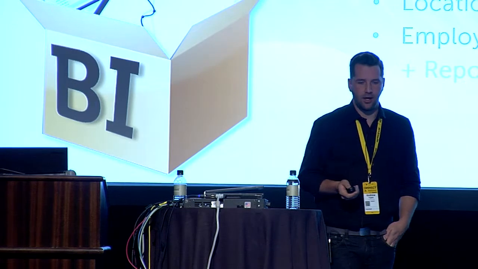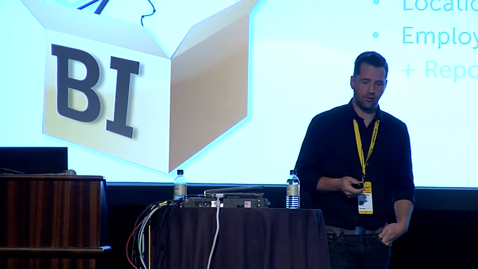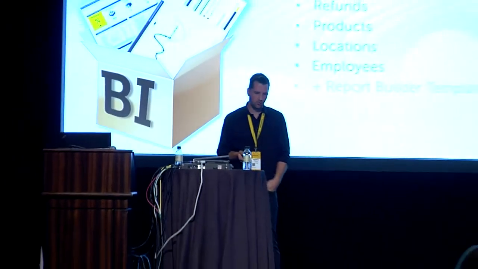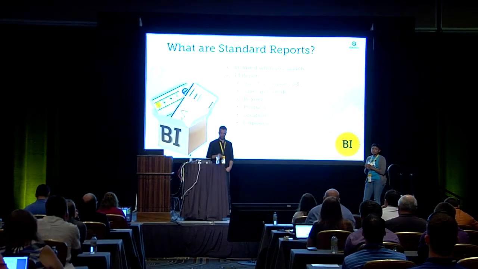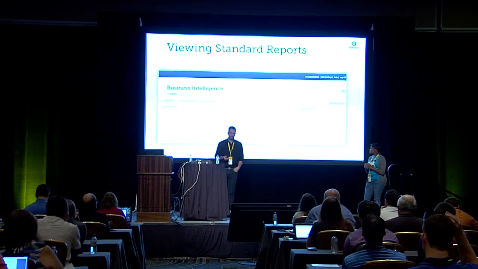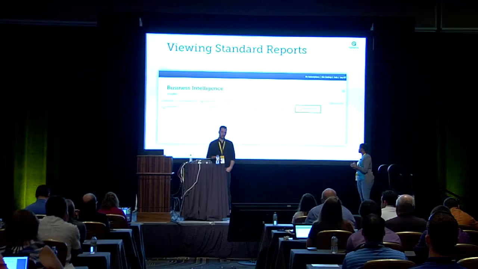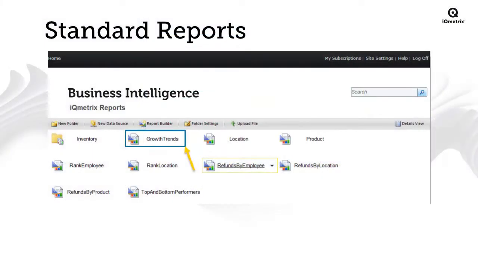So when you launch, you get 14 reports out of the box. Those are 5 inventory reports. And then we have more covering sales and trends, refunds, products, locations, employees, and templates for building reports. So if we log in, this is what the home screen looks like for an admin. Again, this screen depends on your permissions, but if you're admin, this is what it'll look like. And you're just going to click on the iQmetrix reports folder, which will take you to our standard reports.